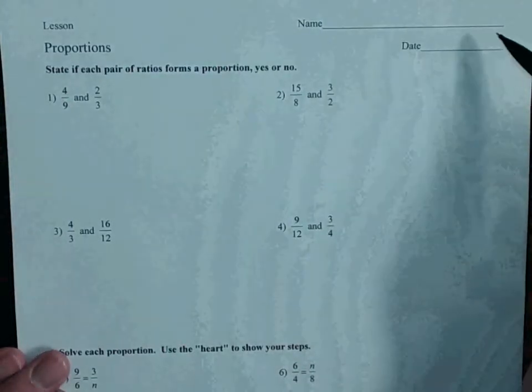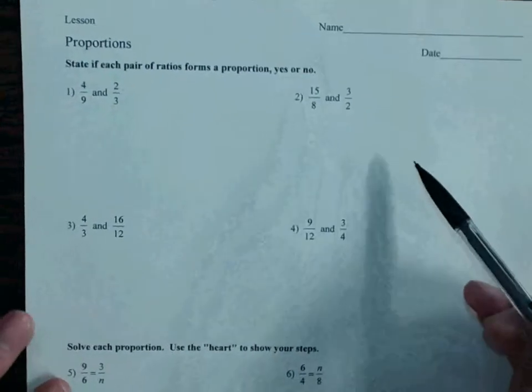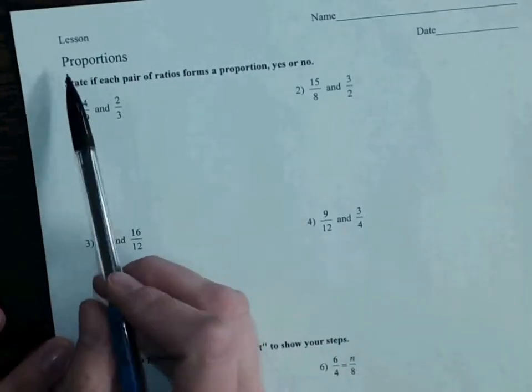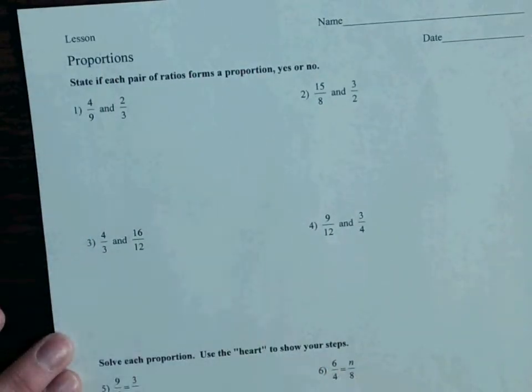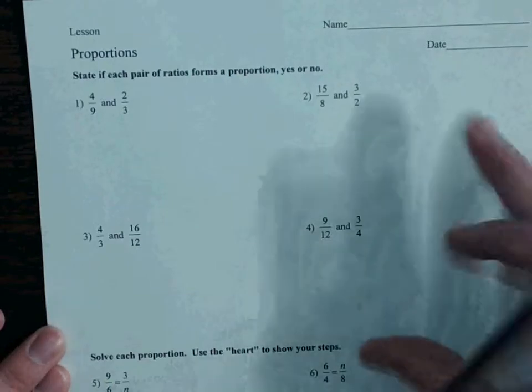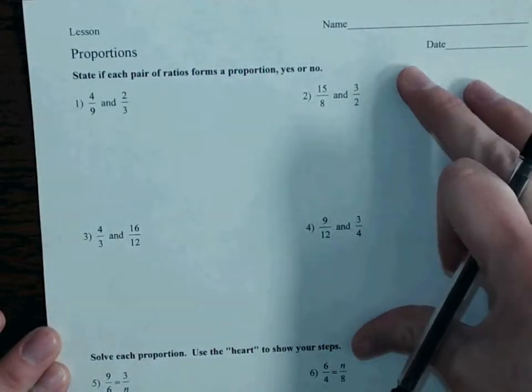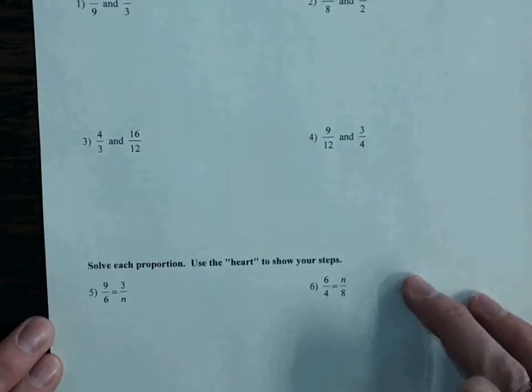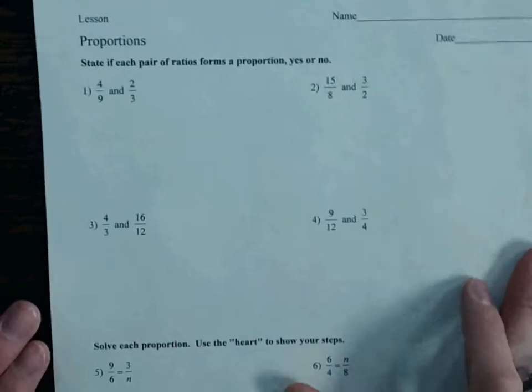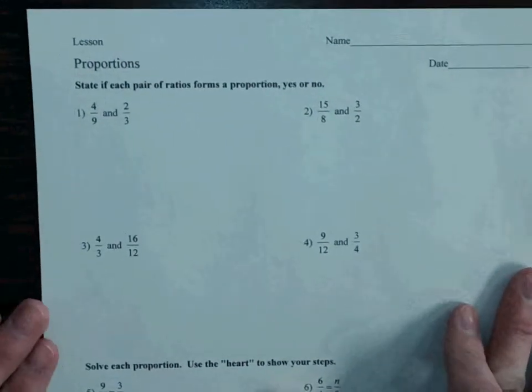Okay, so make sure you put your name at the top, and we're going to be working out this side that says lesson, and then the back side of this is the same way. The top is these ones where you're going to have to say yes or no, and the bottom is where you're going to have to find the missing number. So we'll do this side and then the other side. You can work out on your own.